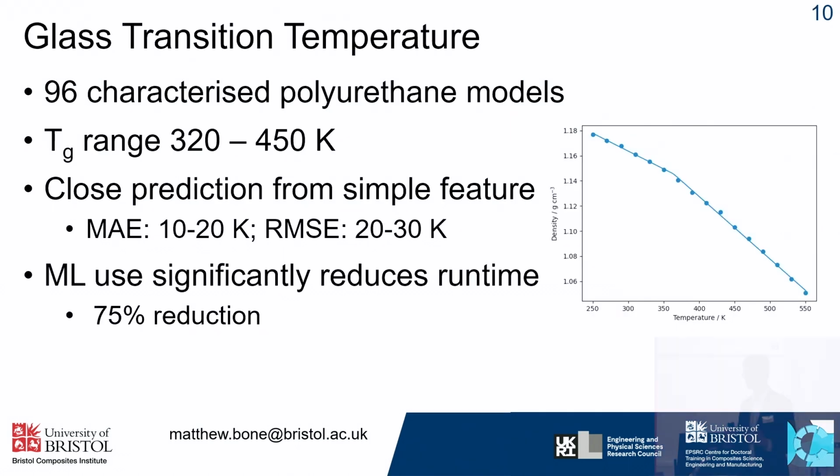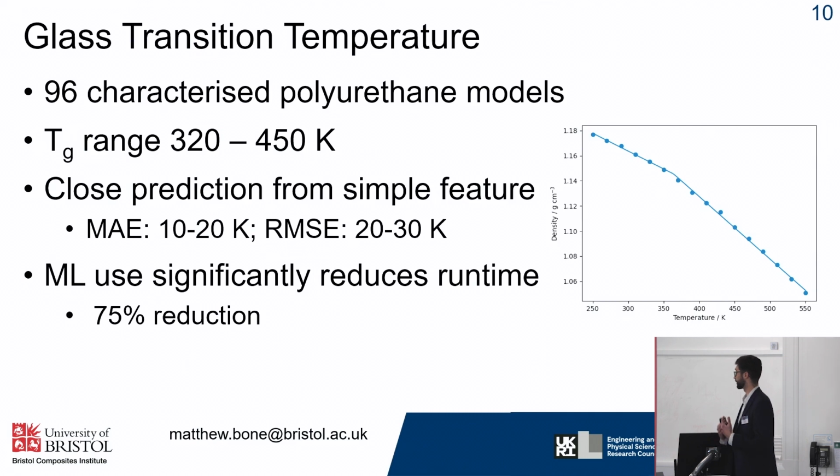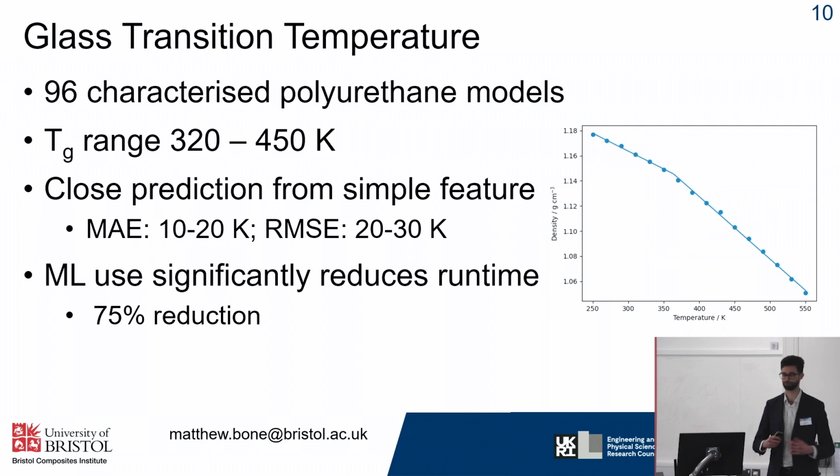Using around 100 polyurethane models, we've been able to achieve a pretty good accuracy of 10 to 20 Kelvin, mean absolute error on those simulations. And the main thing is reducing that runtime, getting it down to 25% of what it would be, just by allowing us to do the first stage of that simulation and skipping the longer part at the end.